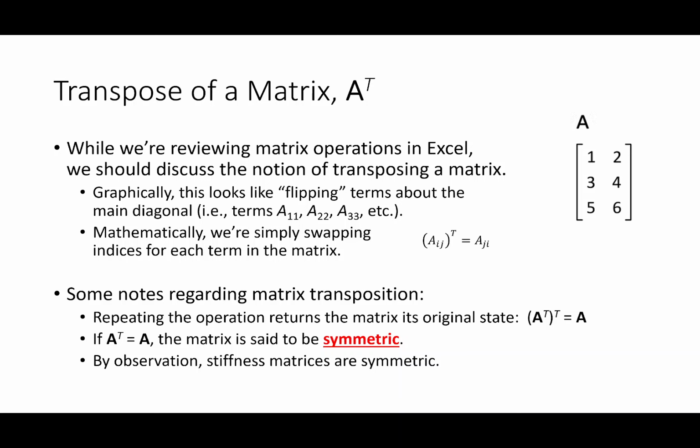And by the way, if we have a square matrix and we transpose it and it doesn't change the matrix, we say that matrix is symmetric. Okay? And a good example of a symmetric matrix is a stiffness matrix, because all the stiffness matrices are symmetric. Okay? But we'll deal with that when we come back.